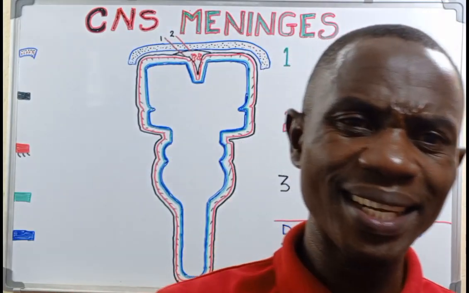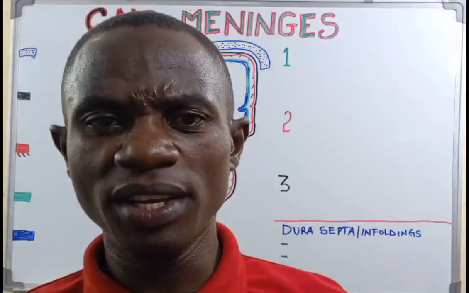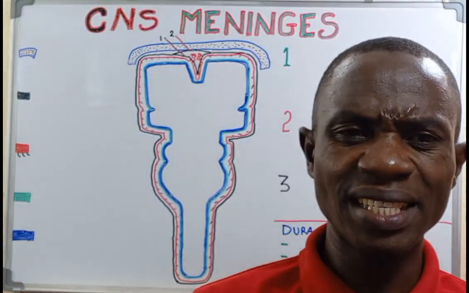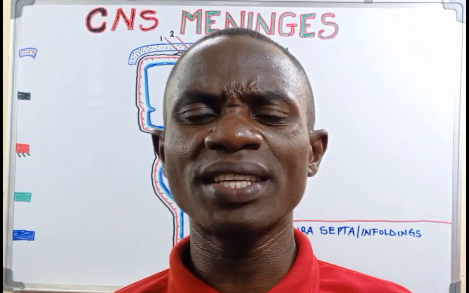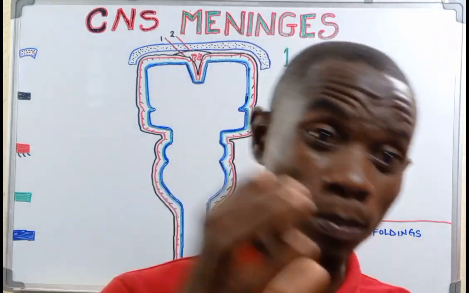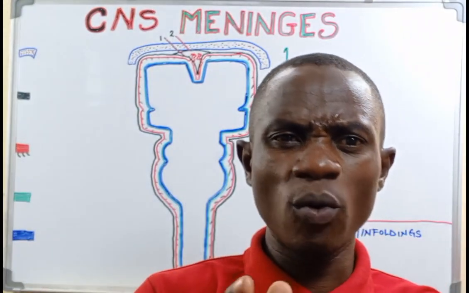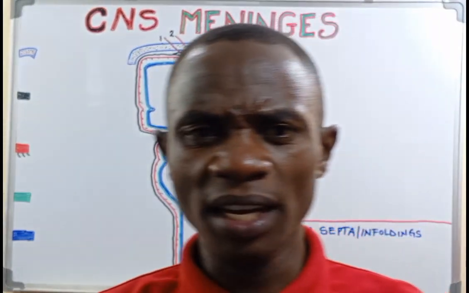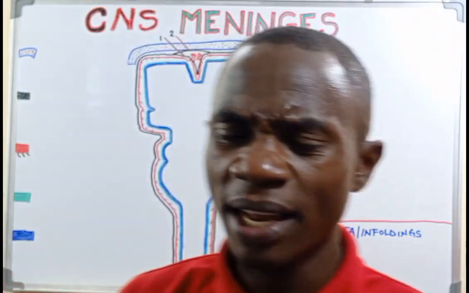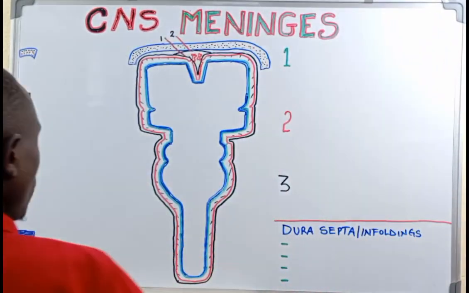So let's go ahead and get started and look at the meninges of the central nervous system. We need to first understand what meninges are. Simply, meninges are the protective layers, the protective coverings of the brain and also the spinal cord. You're going to have meninges lining the brain and then the spinal cord. So let's go ahead and see the different meninges that cover the brain and the spinal cord.